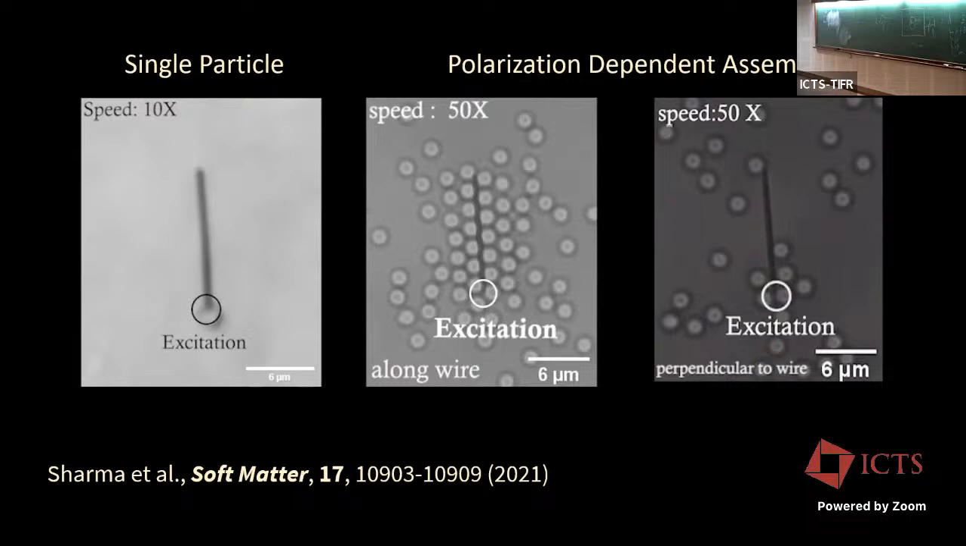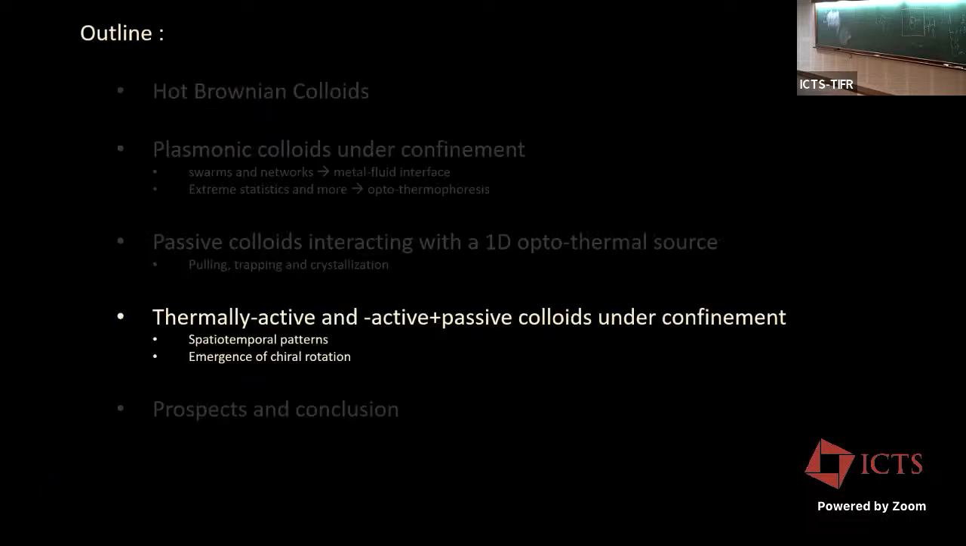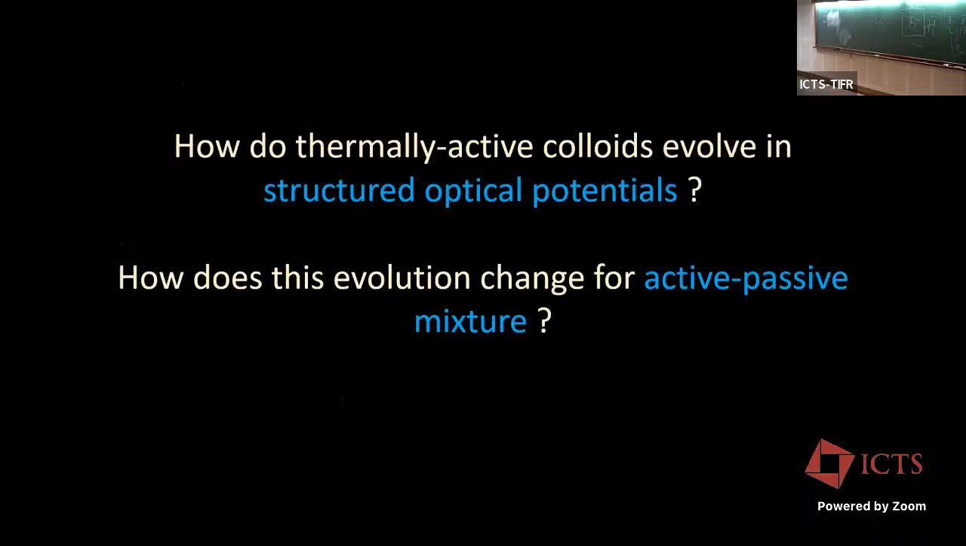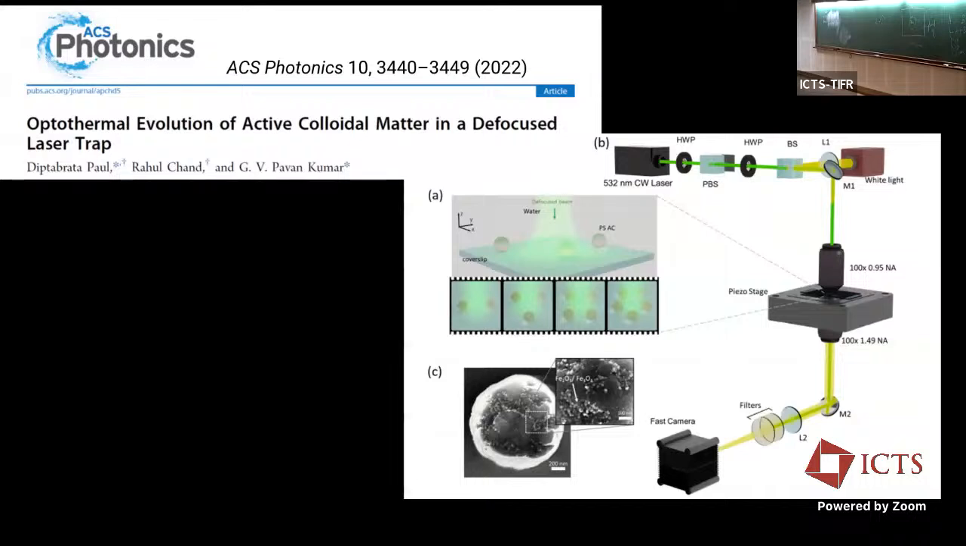There's a lot more to it, but I'm going to just go forward and look at thermally active and active-passive colloids. The question is how do thermally active colloids evolve in structured optical potentials and active-passive mixtures? This is not going to take more than 5 minutes, so I'll be reasonably on time. One of the key elements is to realize some kind of an optical trap. In this case, it's called a defocused laser trap, and we ask how colloids evolve in such systems, especially if there are active colloids, which are light absorbing colloids.